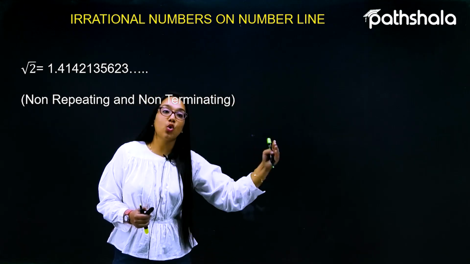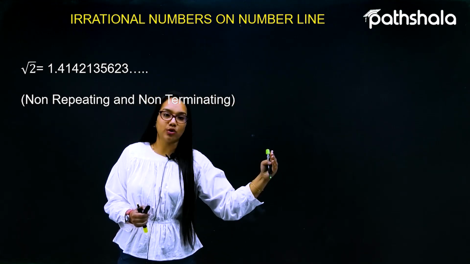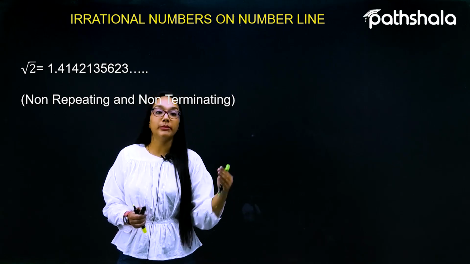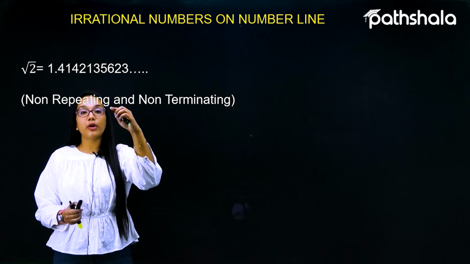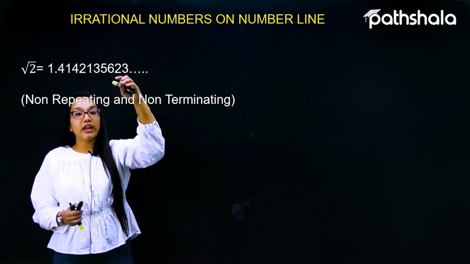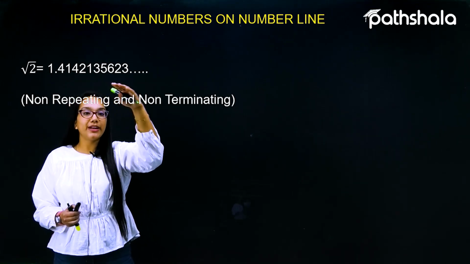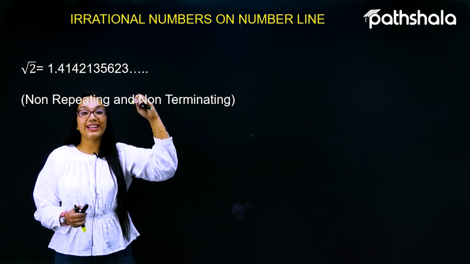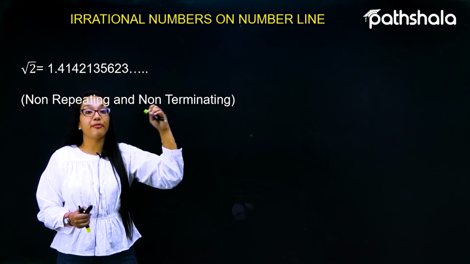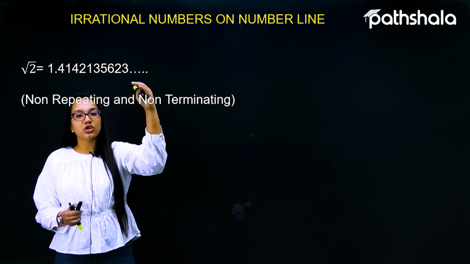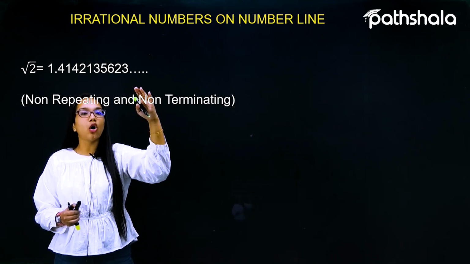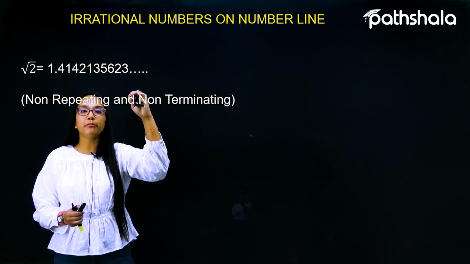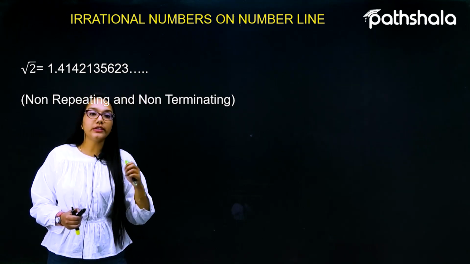1.4142135623 and so on. It is not terminating at all. So that's why it is a non-terminating number, and it is a non-repeating one. Why is it a non-repeating one? Because no number here repeats or shows any particular repetitive pattern. So for any such number which is non-repeating and non-terminating, it is quite impossible for us to plot it on a number line.